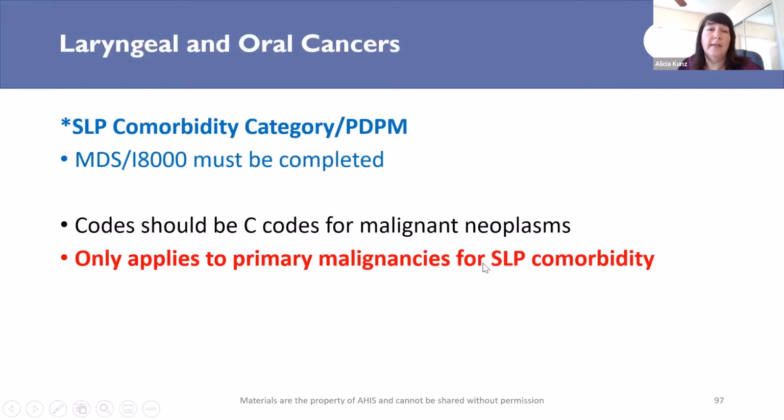Laryngeal and oral cancers are SLP comorbidities. So again, those cancers, for malignant neoplasms, I should say. So that will get you extra SLP points. Again, you would have to code that on section I-8000 of your MDS. Should also be on your diagnoses list. But these only apply to primary malignancies for you to get that SLP comorbidity.